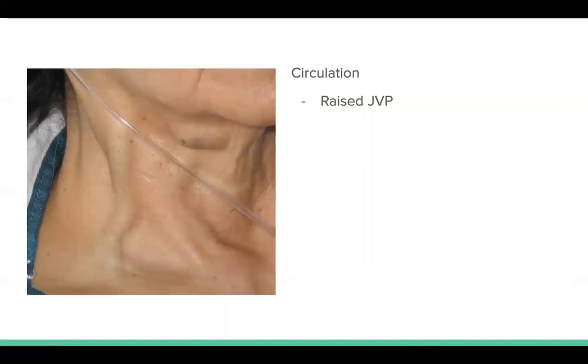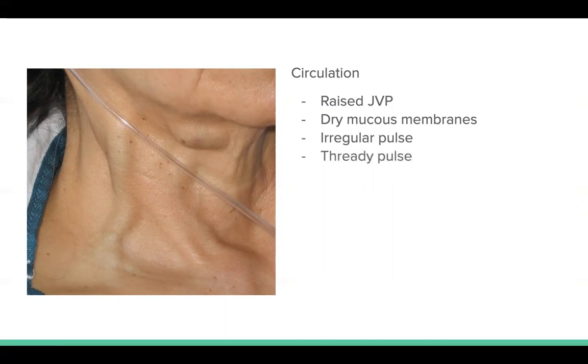Next, you want to have a look for signs of dehydration. Do they have dry mucous membranes when they stick their tongue out? Could this patient be hypotensive? Do they have an irregular pulse in keeping with atrial fibrillation, or perhaps a thready pulse? Tachycardia? Are they perhaps hypotensive on their observations? All of this would be in keeping with signs of shock. Tachycardia can be seen in PE too.